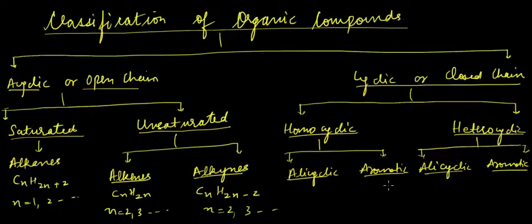So under the aromatic homocyclic organic compounds, we can again divide the aromatic compounds into two parts, namely benzoid and non-benzoid.